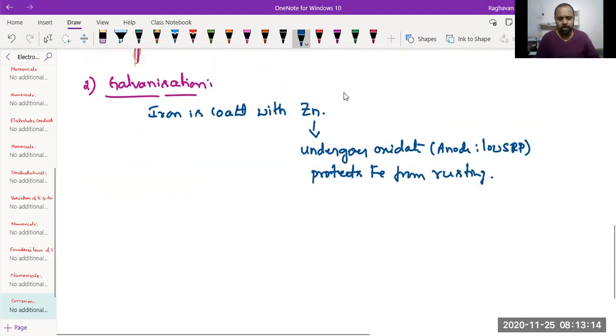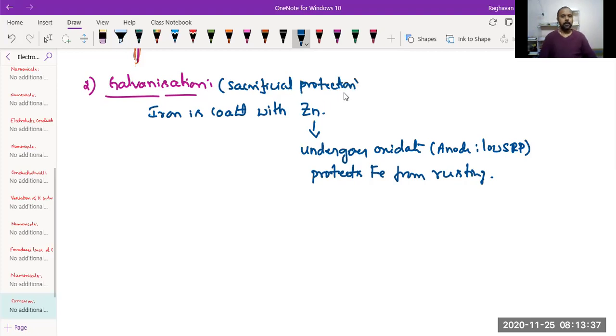So this method is also called sacrificial protection, because for the sake of one, another is sacrificed. Zinc is sacrificed for the sake of iron. So therefore, this is sacrificial protection. Okay. So this is the thing.